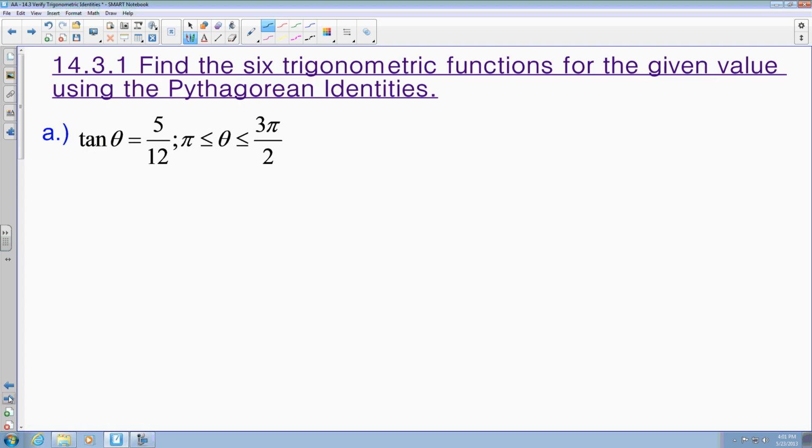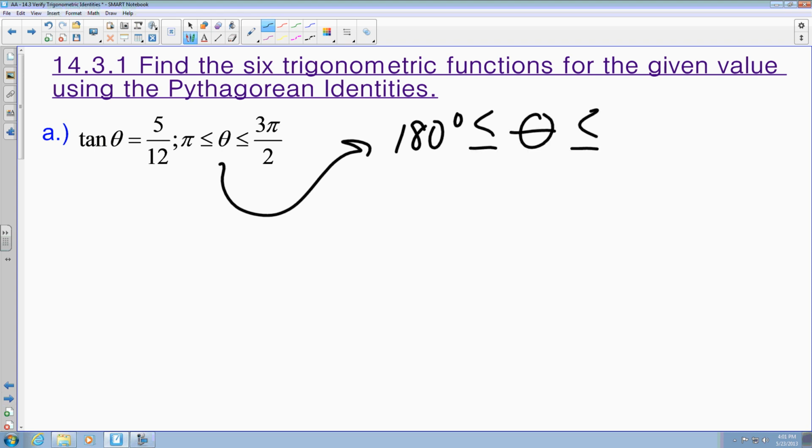The first thing we're looking at is, for example A, they tell us that the tangent of theta equals 5 over 12. The parameters they give us is that theta is between pi and 3 pi over 2, and those are in radians. If you're still having trouble with radians, it's not bad to convert to degrees to help you out. So pi is the same as 180 degrees, and theta is greater than or equal to 180 and less than or equal to 3 pi over 2, which in degrees is 270.